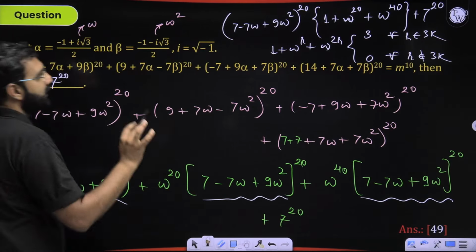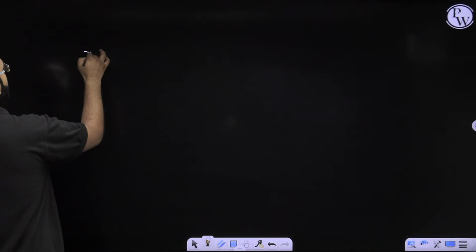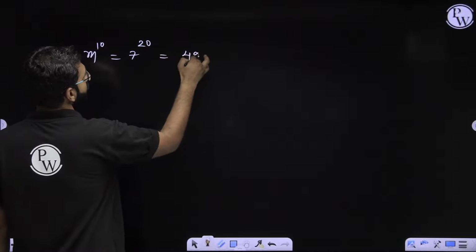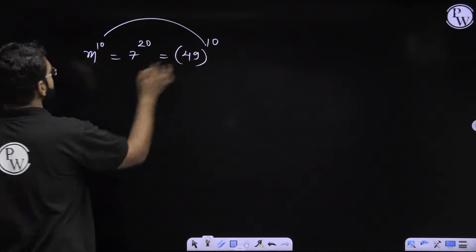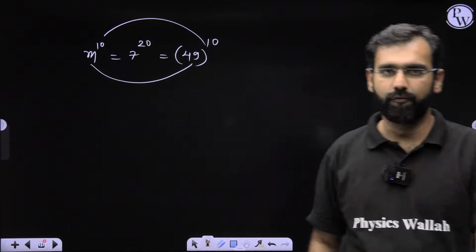So I hope with that you can simplify this. But we are given the values m to the power 10. So if m to the power 10 is compared with 7 to the power 20, I hope you would say, sir, 7 square is 49 to the power 10. So I think now you can compare, m is going to be 49. Everybody understood that? Brilliant. Very good observation.